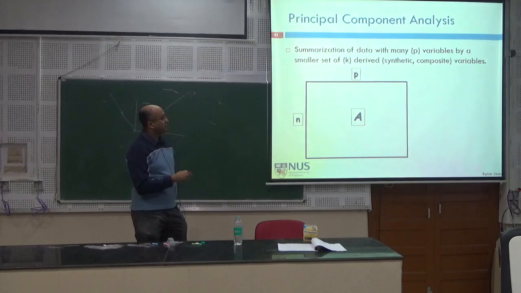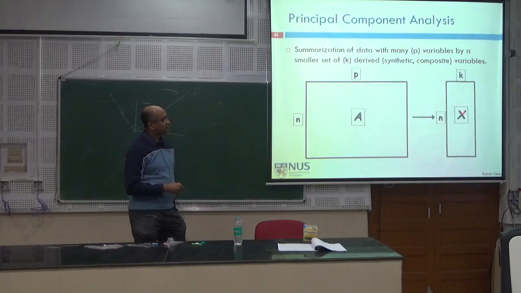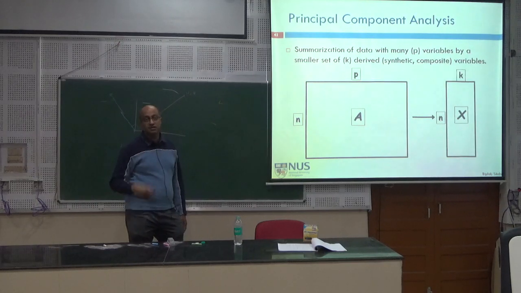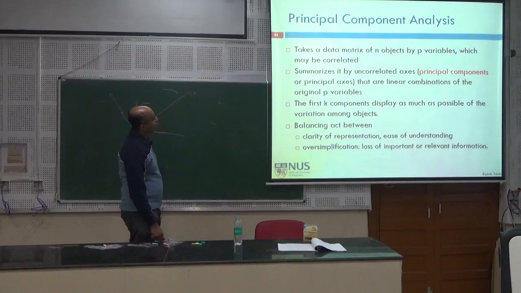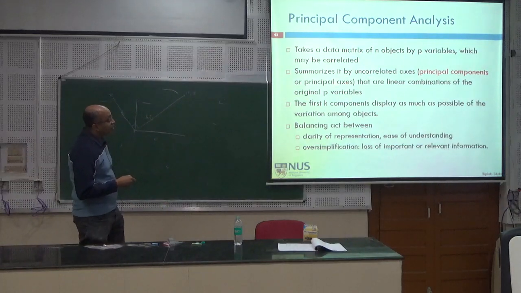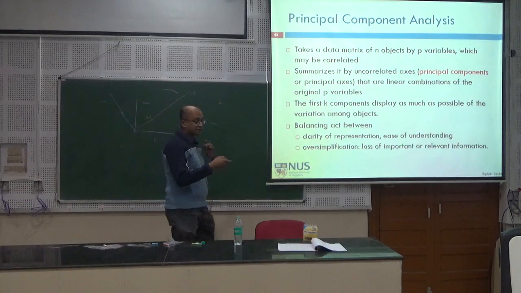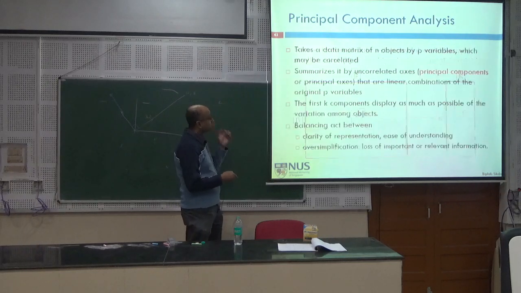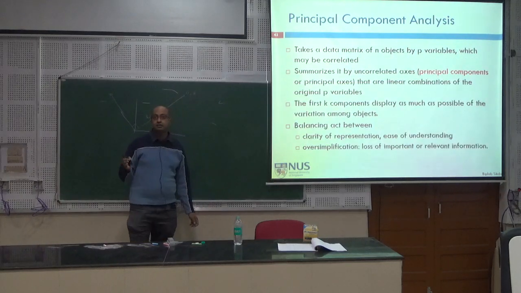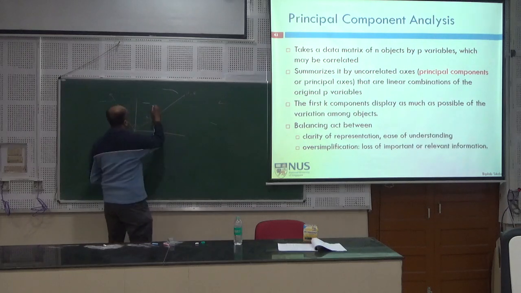You have this matrix A. It has p variables and you have n of them. And from here you want to come to something which has just k variables. So each input data that you have, I will go from p dimensions to k dimensions and reduce it. That's what I want to do. And how do I do this? The way I will do it is, I will take the data that I had and I will summarize it. So I have data all over.